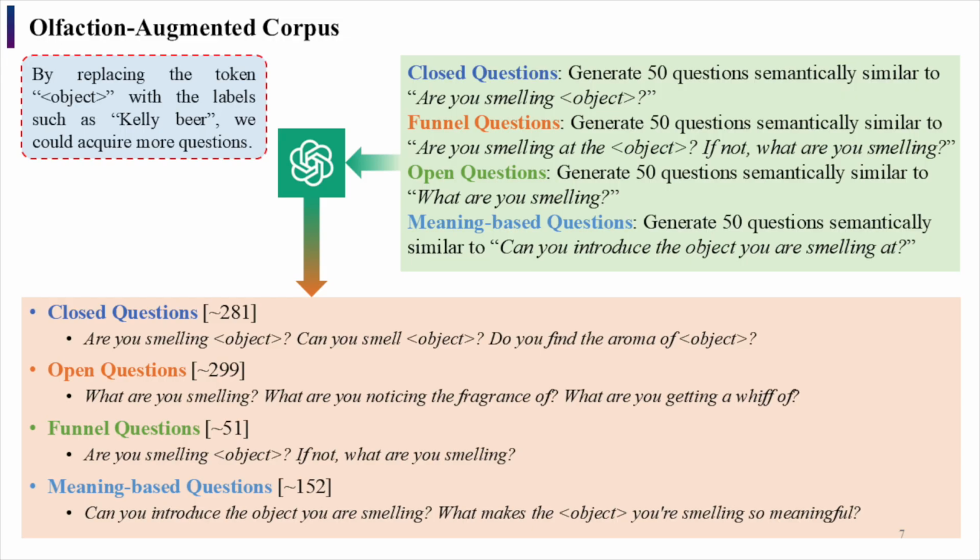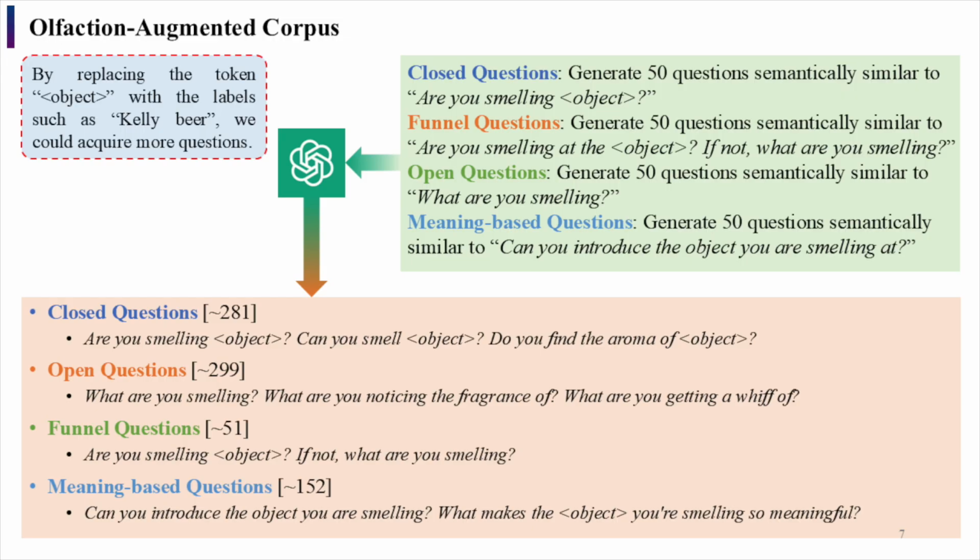According to this categorization, we generate the questions using ChatGPT. And instead of directly generating the label-specific questions, we used an anonymous token object to represent all the labels, such that the questions can be extended by replacing the token with different labels.